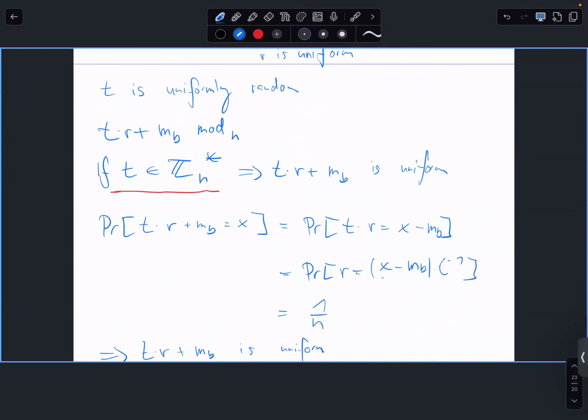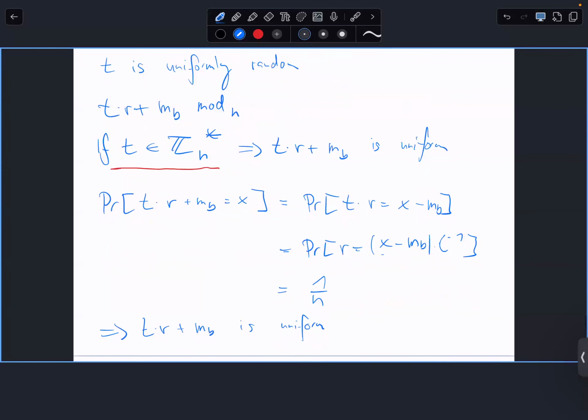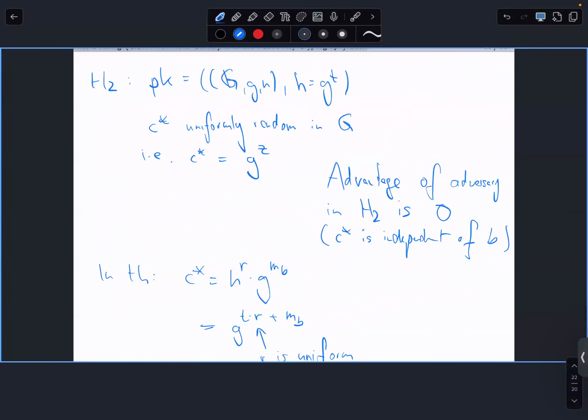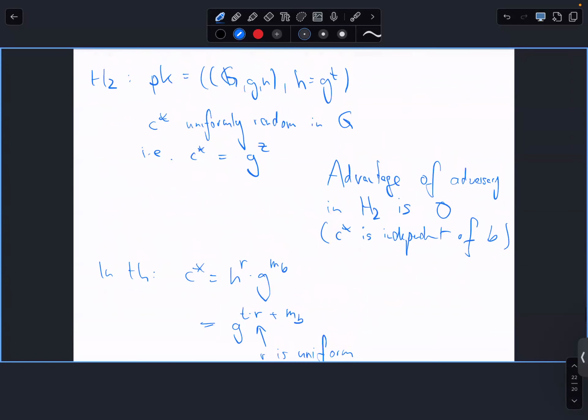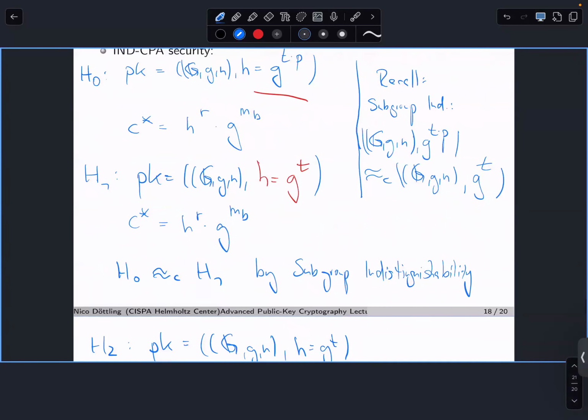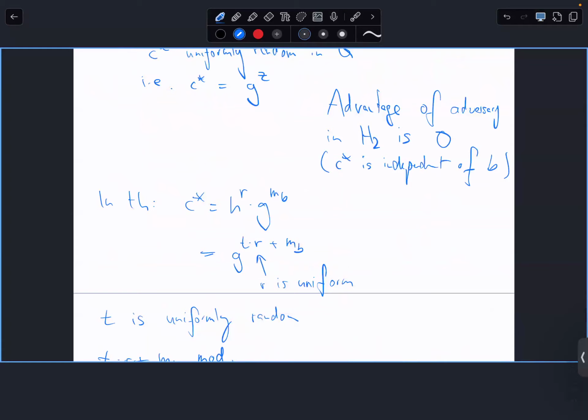So except with negligible probability, T is a unit, and if T is a unit, then T times R plus MB is distributed uniformly, and therefore, in this case, hybrid 2 and hybrid 1 are identically distributed. Therefore, hybrid 1 and hybrid 2 are statistically close, right? So unless T is not a unit, they're identically distributed, and therefore they are statistically close. Good.